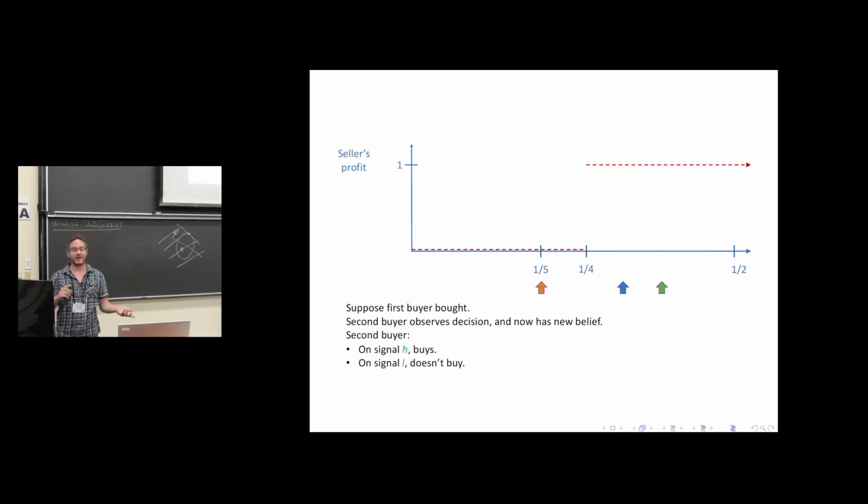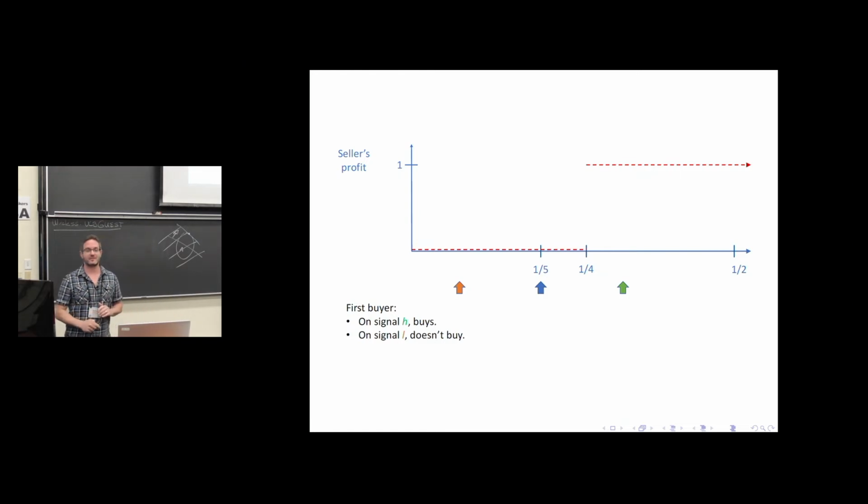Okay, now he's also going to get a high or low signal that's going to shift his belief upwards or downwards. If he gets the high signal, he's still above 1/4, so he buys. He gets a low signal, now he's below 1/4, so he doesn't buy. Either way, the third buyer can now infer what both of the first two buyers got. Okay, so that's a less interesting case.